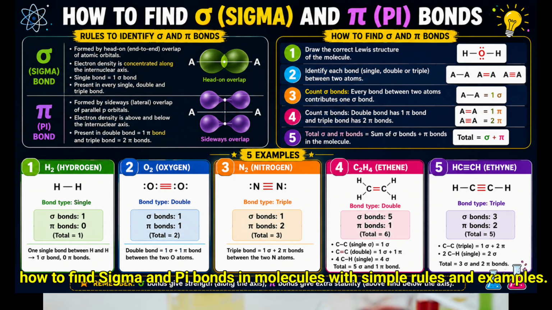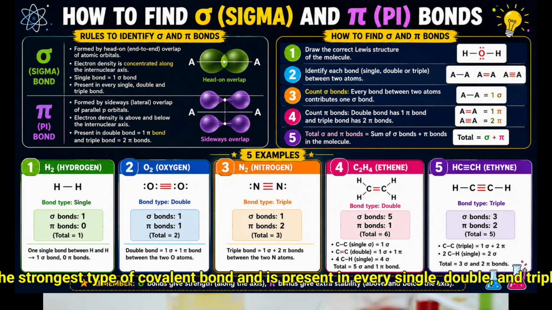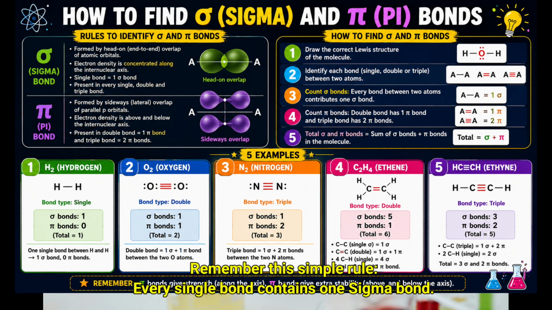How to find sigma and pi bonds in molecules with simple rules and examples. First, let us understand what a sigma bond, or σ bond, means. A sigma bond is formed by head-on overlap of atomic orbitals. It is the strongest type of covalent bond and is present in every single, double, and triple bond. Remember this simple rule. Every single bond contains 1 sigma bond.